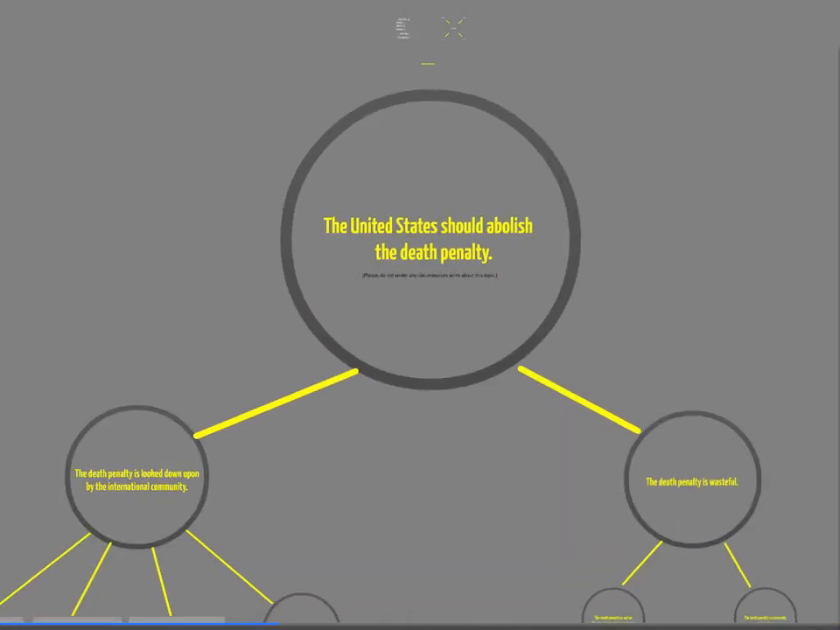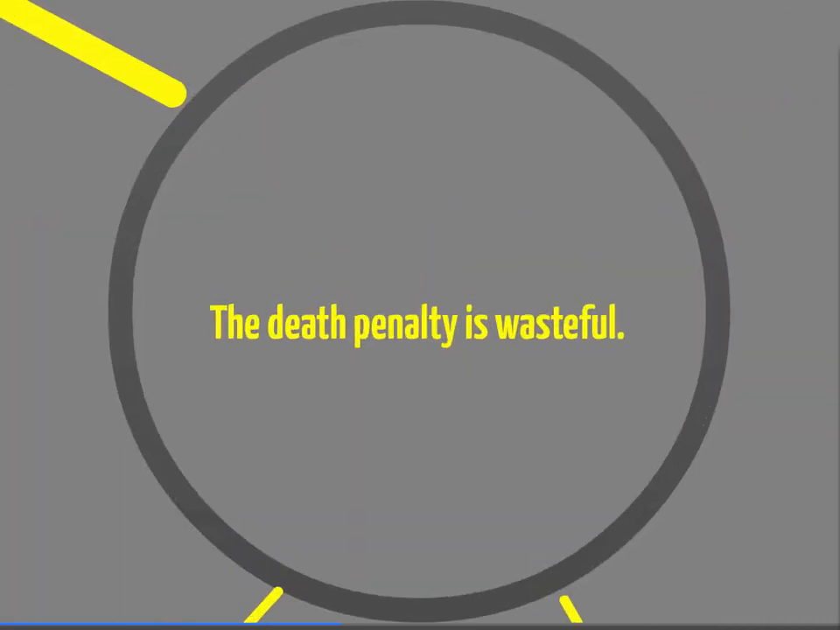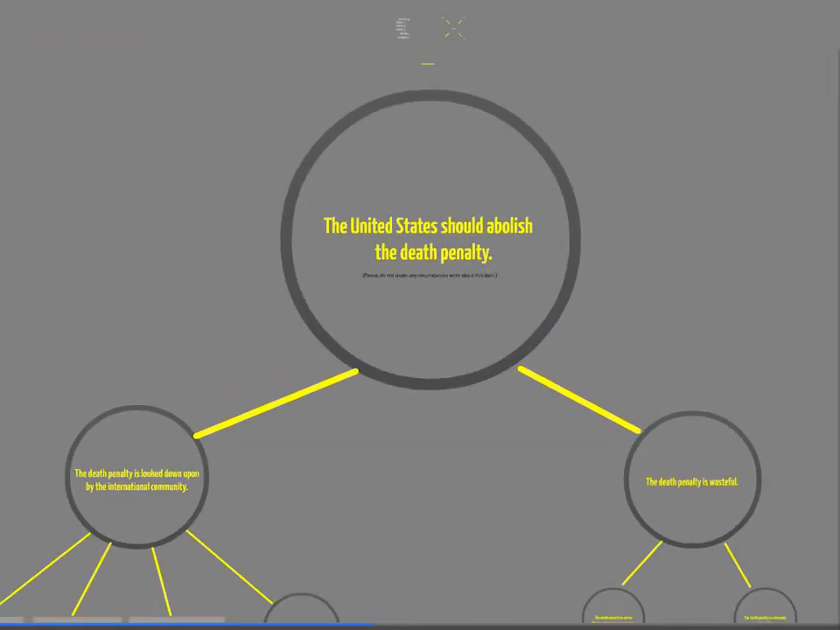Instead, we support them with other claims. In the argument pyramid, the support for a claim goes right underneath it. In this case, I have two reasons, or two supporting claims, that back up my main claim. The death penalty is looked down upon by the international community, and the death penalty is wasteful. Both of those statements take a clear position that not all readers will accept as true, and so both are claims, and, as we all know, claims need to be supported.